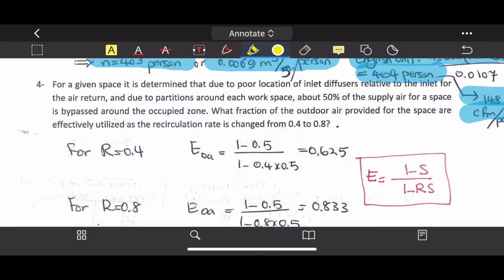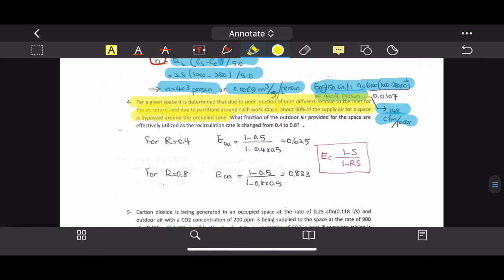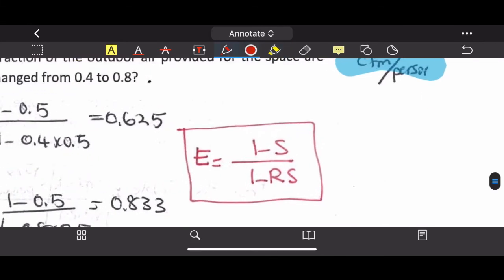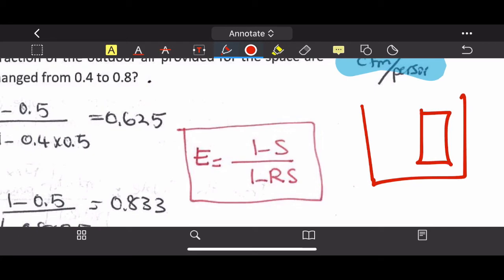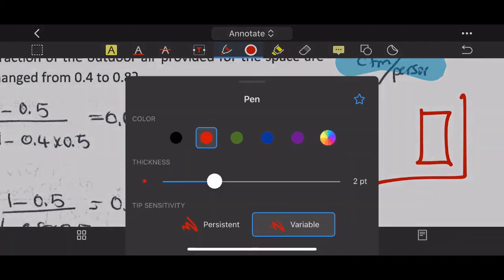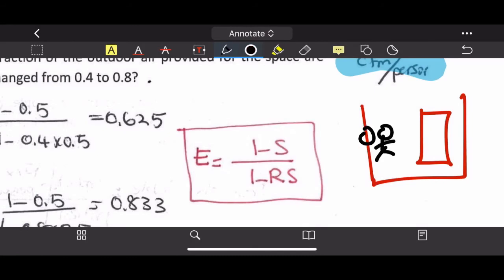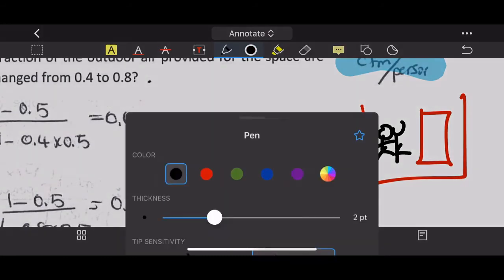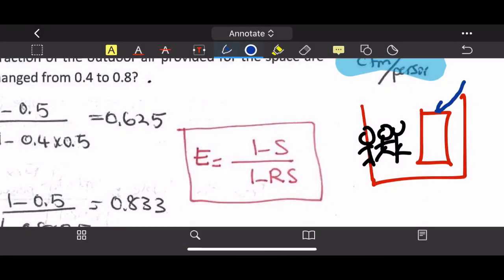Question number 4. For a given space, it is determined that due to poor location of inlet diffusers relative to the inlet of the return air, and due to partitions around each workspace, about 50% of the supply air of the space is bypassed around the occupied zone. So this question is regarding a space, right? But maybe there's a cupboard there, and the air supply is very far from the people who are staying on this side of the building, right? So the air that moves through here is blocked by obstacles, so it doesn't reach these people.